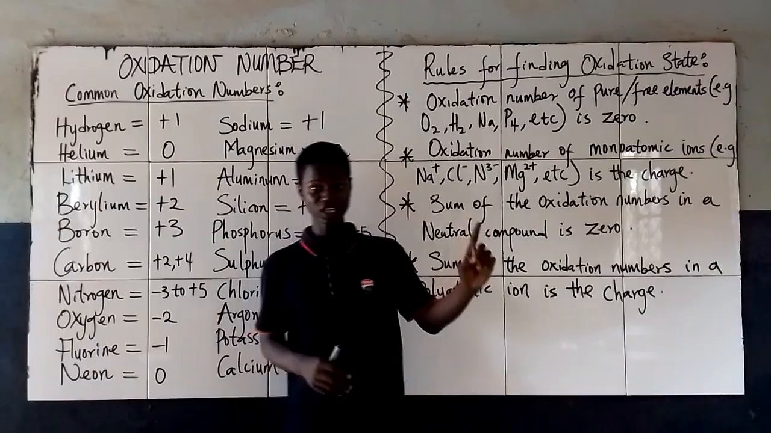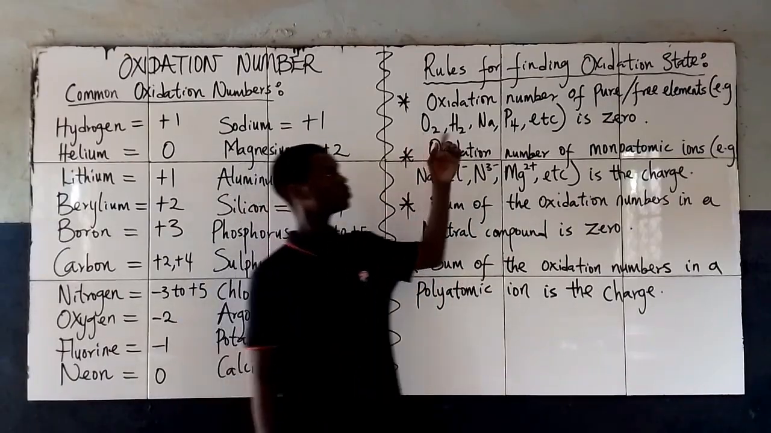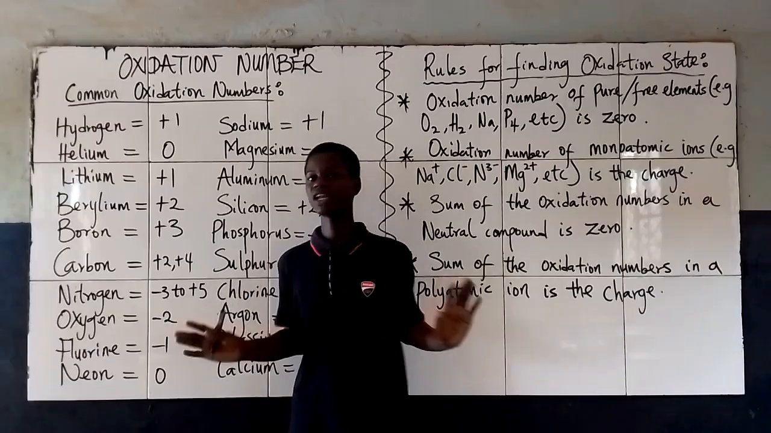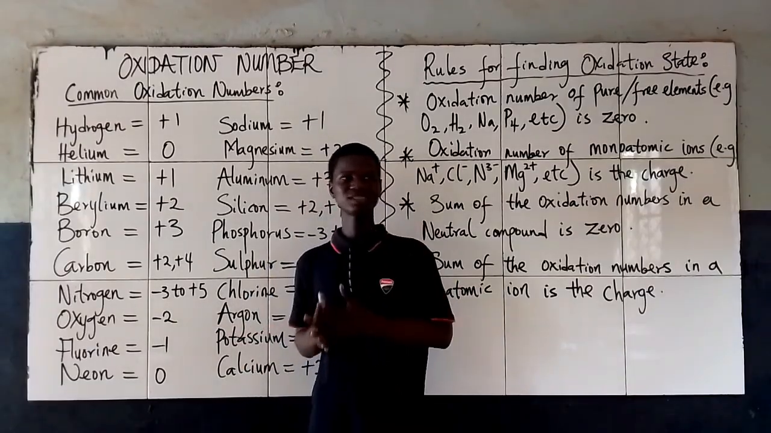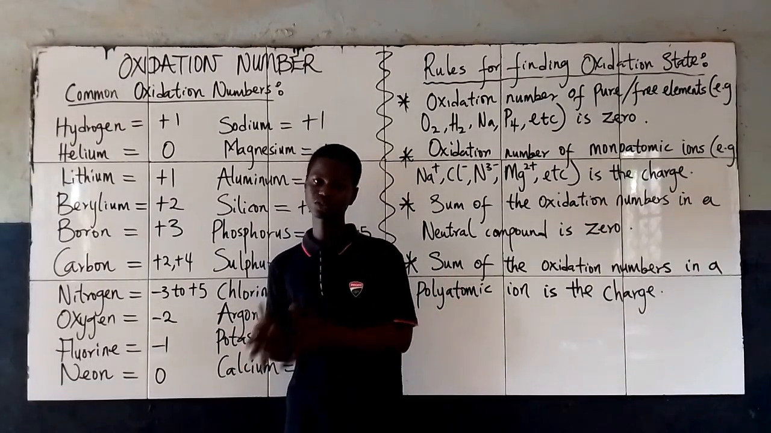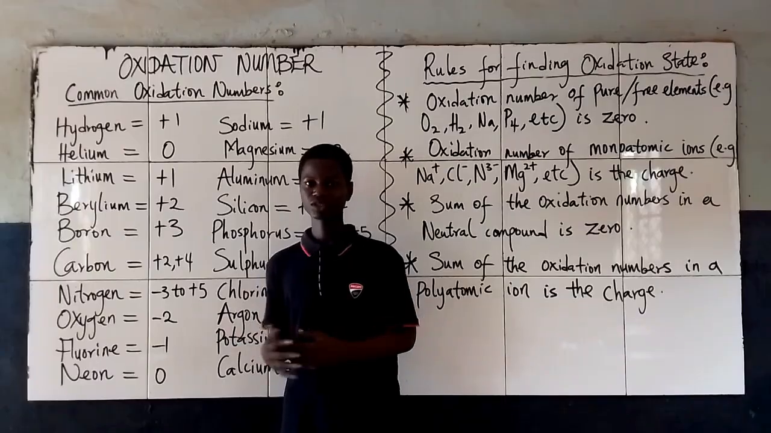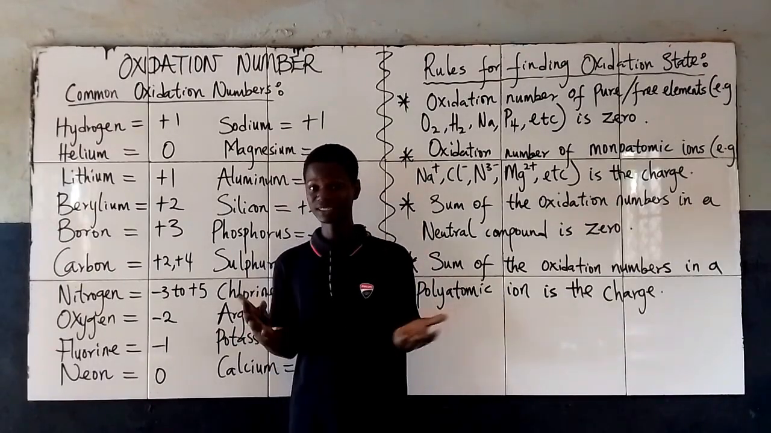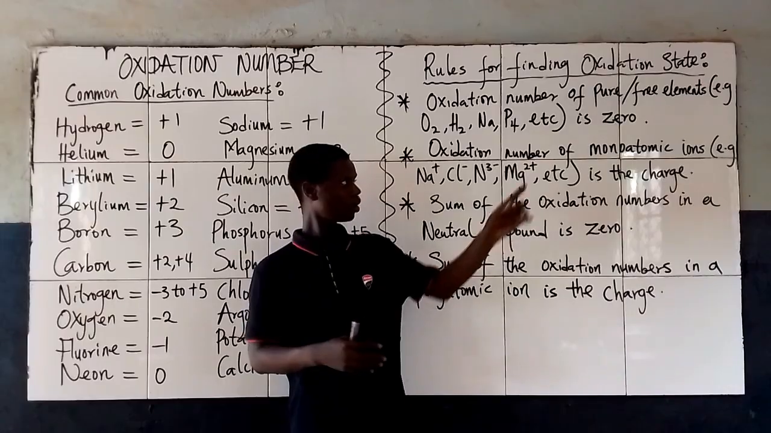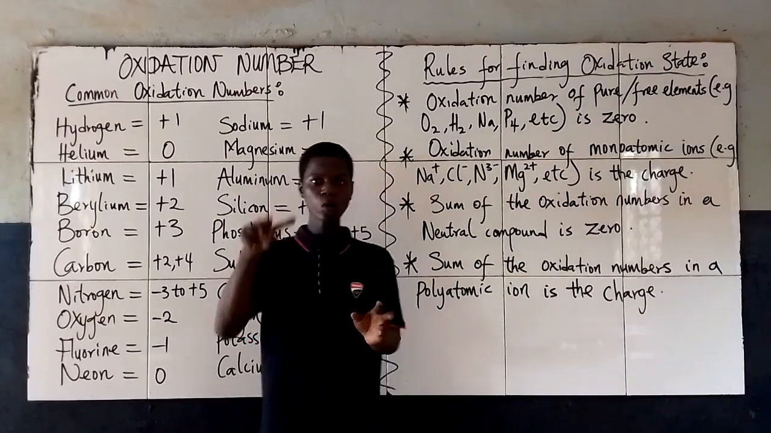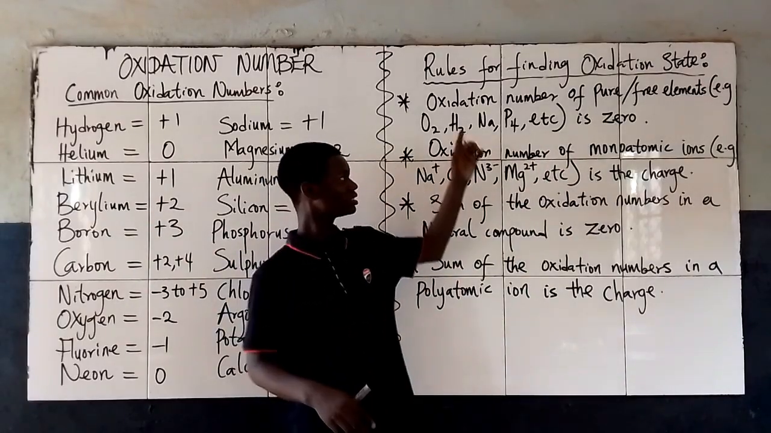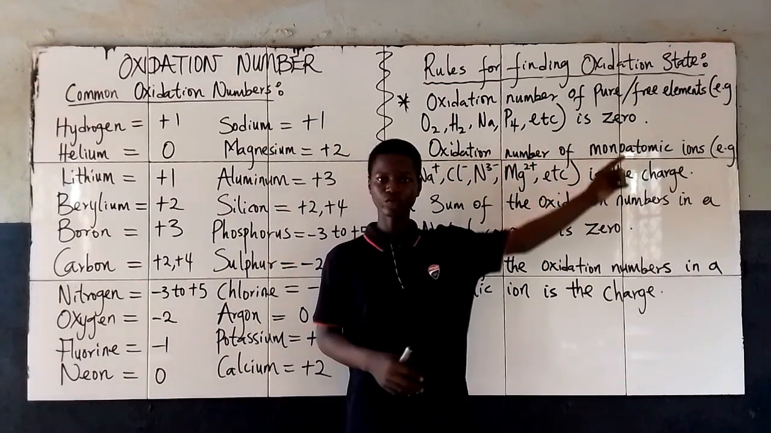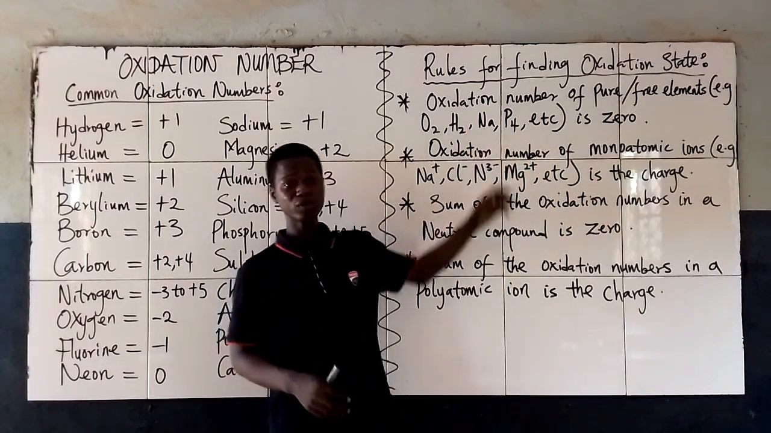Now the first rule is that the oxidation state of any free element or a pure element is equivalent to 0. So if you ask what is the oxidation state of gaseous oxygen? Oxygen in its gaseous state is pure form, is it not? That's the free form of oxygen. Now, on a norm, it's 0. So O2 has an oxidation state of what? 0. Another example is hydrogen gas. It has an oxidation state of what? 0.